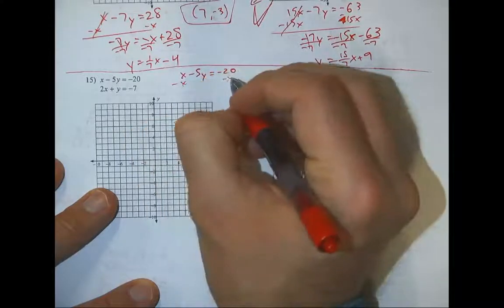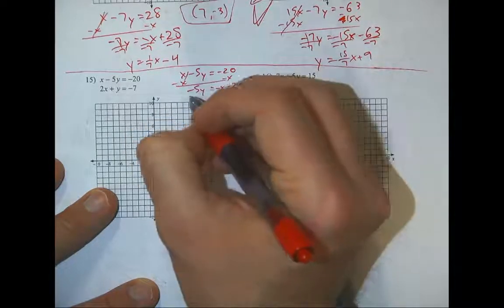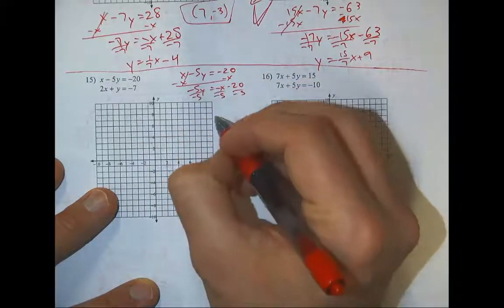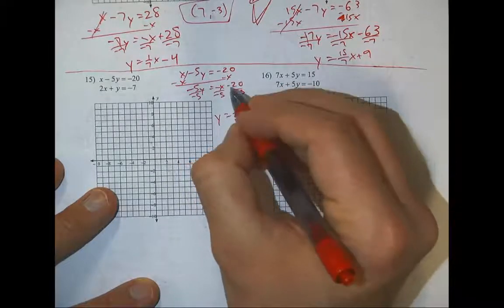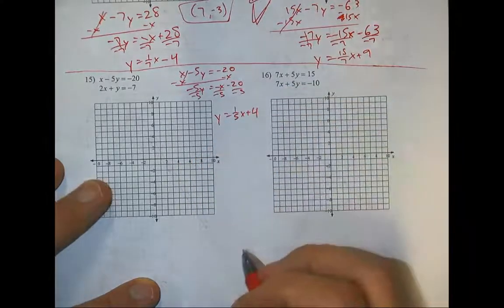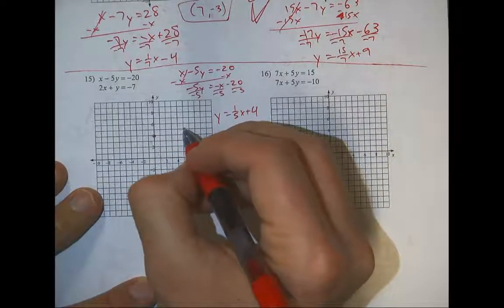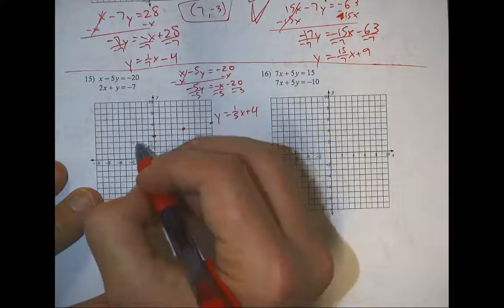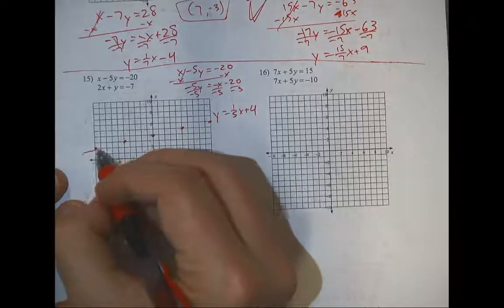Okay, minus x. Divide. 2 negatives make a positive, that's a 1. 2 negatives make a positive 4. Starting at 4, up 1 over 5. Going the other direction, down 1, left 5, down 1, left 5.